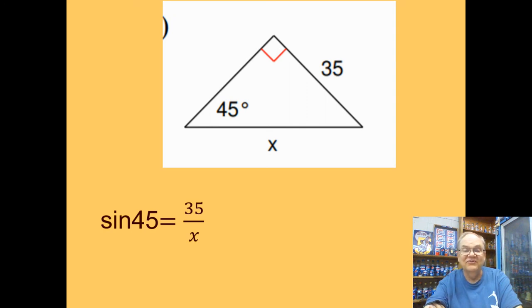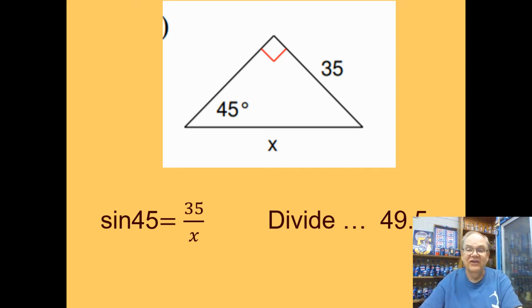So here I've got, with opposite over hypotenuse, sine of 45 is 35 over x. We're going to divide to get the answer, and I do get an answer that's bigger than 35. That's what it should be. We end up with about 49.5 for the answer.